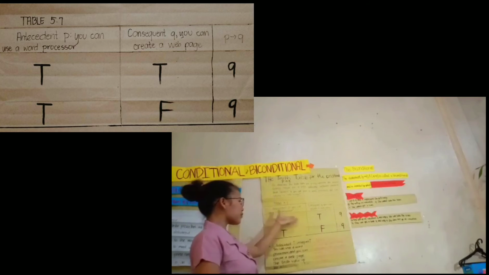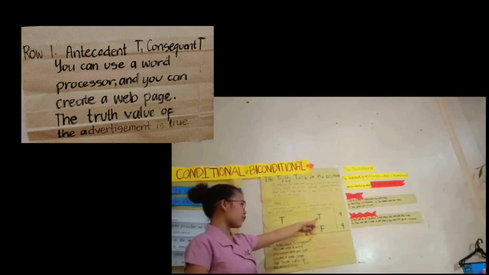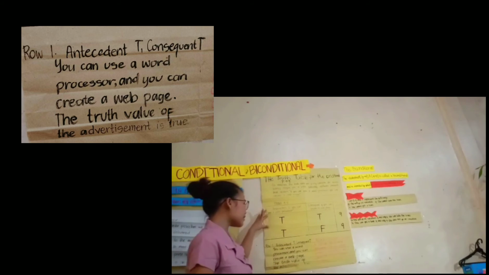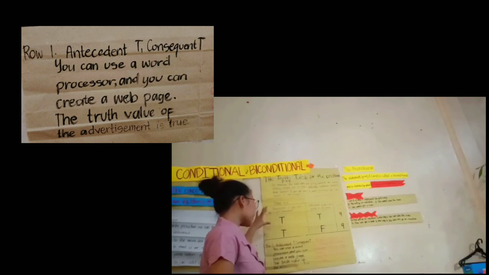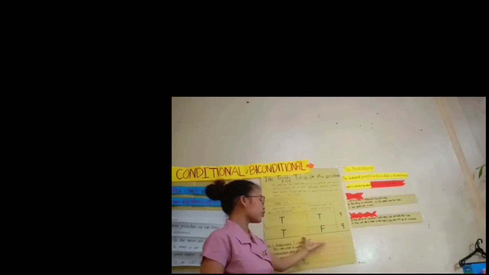So, what is this table all about? We are going to tackle row 1. Row 1 is all about antecedent T and consequent T. You can use a word processor and you can create a web page. So in this advertisement, the truth value of the advertisement is true. And we are going to tackle also row 2.